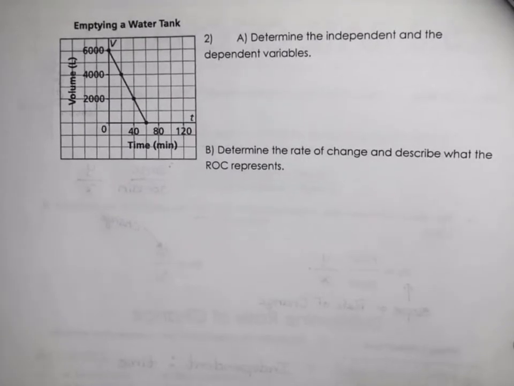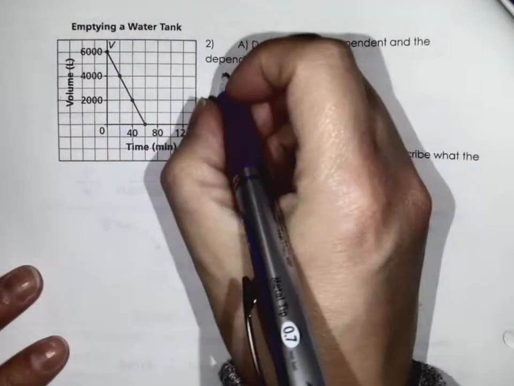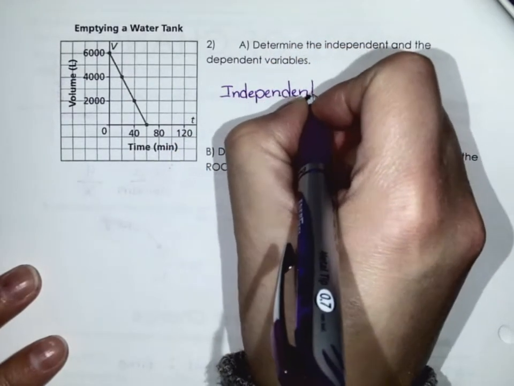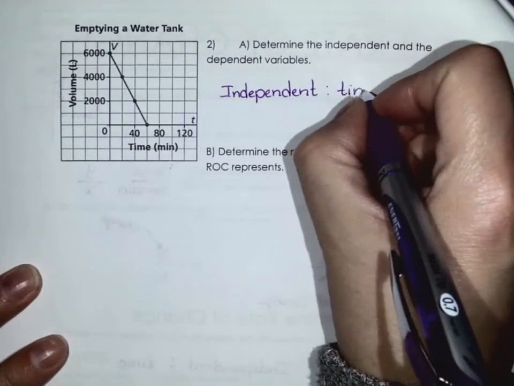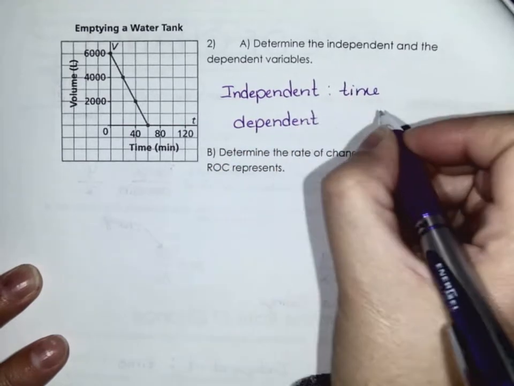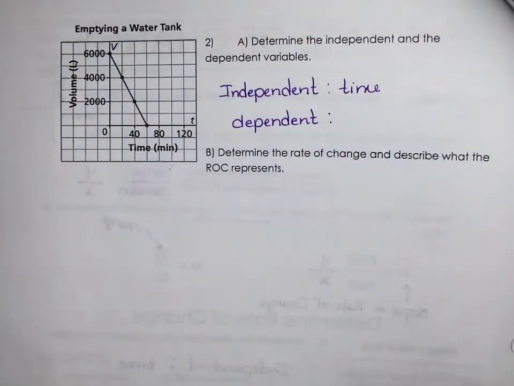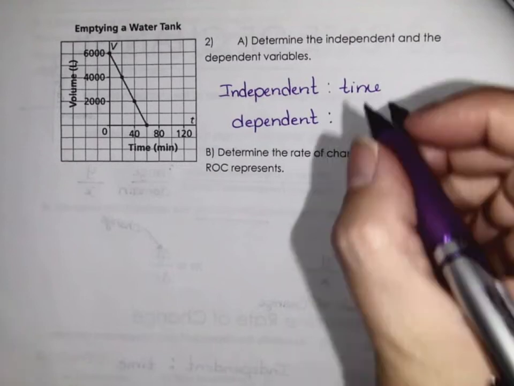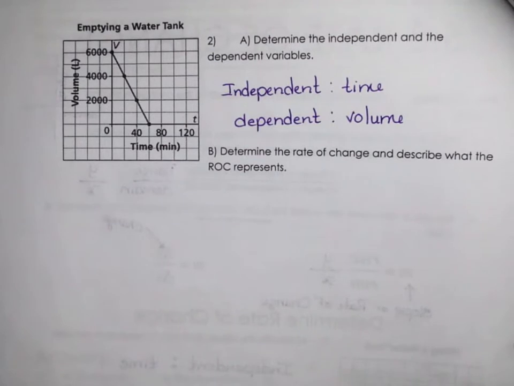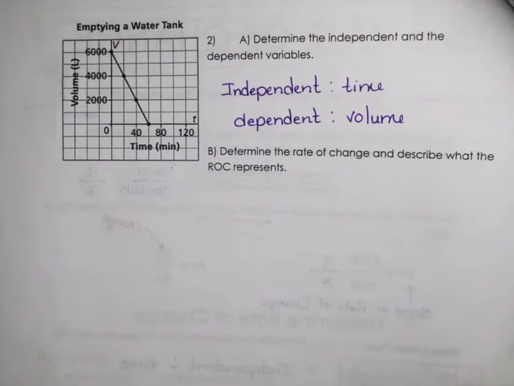Determine the independent and dependent variables. So what is our independent? Independent is time again. And dependent? Volume. I think I heard somebody say that. So again, my independent is located on my x-axis, and my dependent is located on my y-axis. Okay? We're going to determine the rate of change.